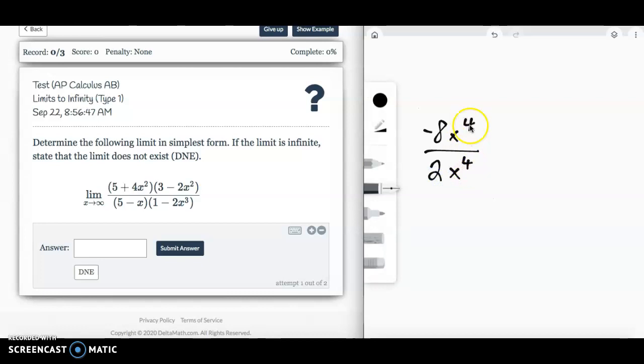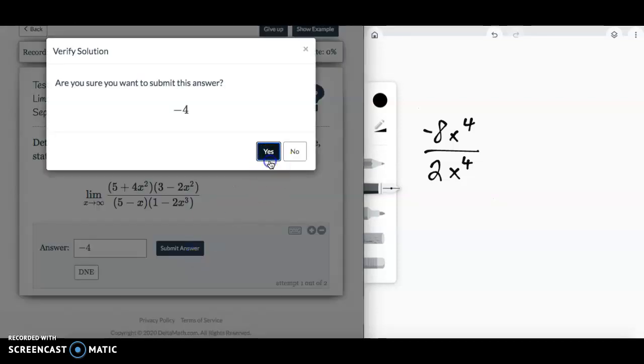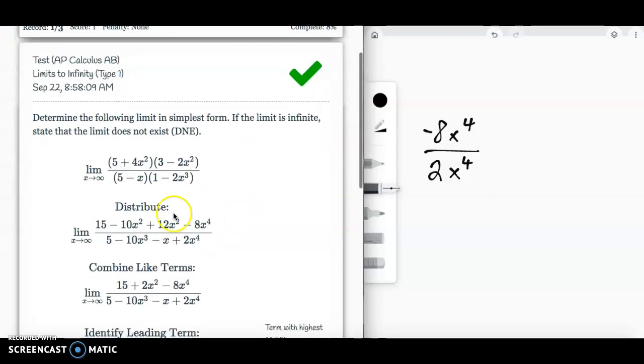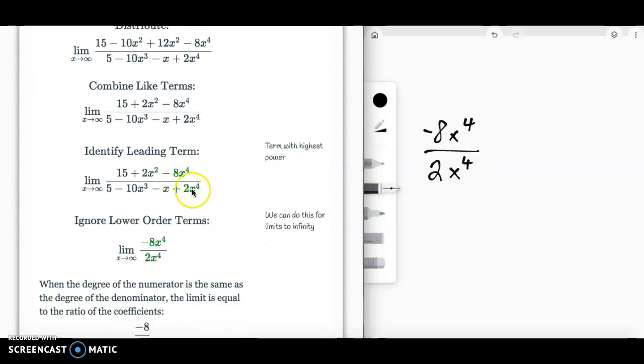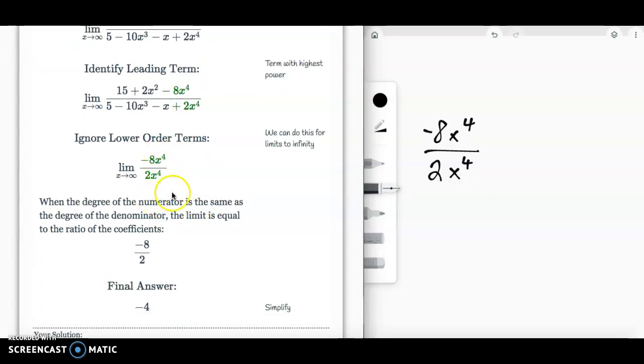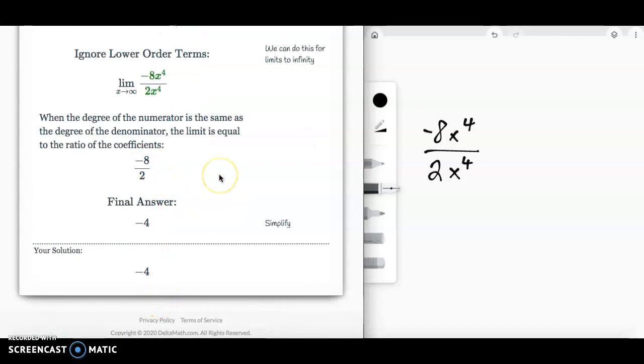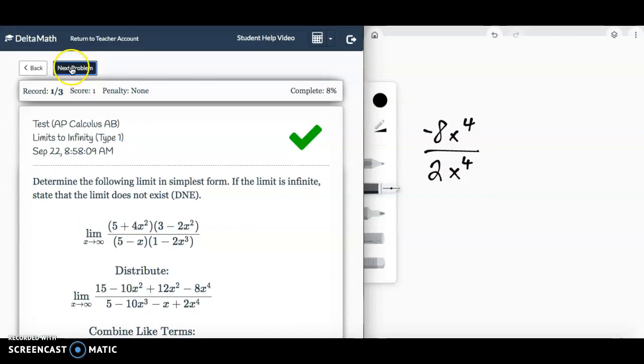Since those would be my largest degree, I can just ignore everything else that would ever happen because those will grow much faster than my x squareds or anything like that. Because they match, I take their coefficients. So my limit here would be negative 4, because negative 8 divided by 2. Voila. They actually went and FOILed it all out, but like I said, I don't really have time for that. Yep, there you go. So let's go ahead and try another one.